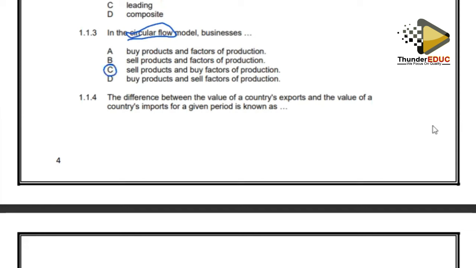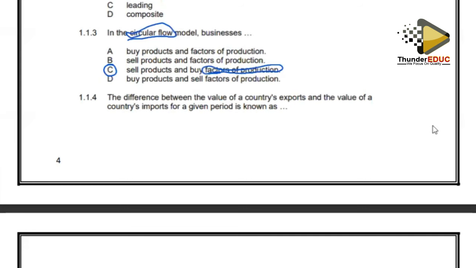Why C? Because businesses buy or purchase factors of production from the household. Why do they purchase factors of production from the household? Because in order for them to process or manufacture goods and services, they need factors of production, which are labor, capital, land, as well as entrepreneurship. After they have produced goods and services, they in return sell those finished goods and services back to household. So that is why we are saying that the appropriate answer in this regard is going to be C. Okay, right, grade 12.